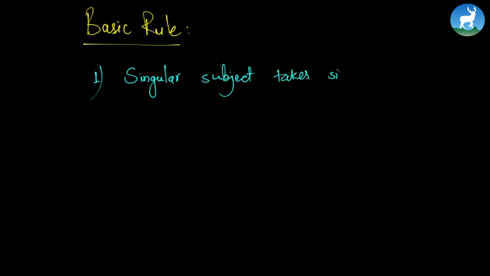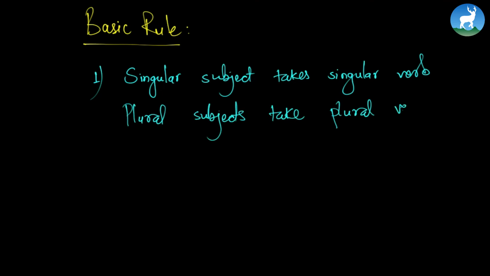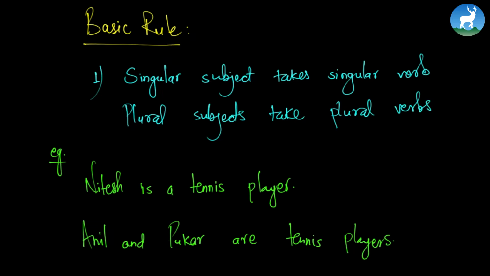Let's start by learning the basic rule. What is the basic rule? Like I said earlier, the basic rule is singular subject takes singular verb while plural subject takes plural verbs. So this is the basic rule. Let's write one example. So this is the basic example that I have written. Nitesh is a tennis player. Anil and Pukar are tennis players. Now, Nitesh is a singular subject. It is a singular subject, so it takes a singular verb.